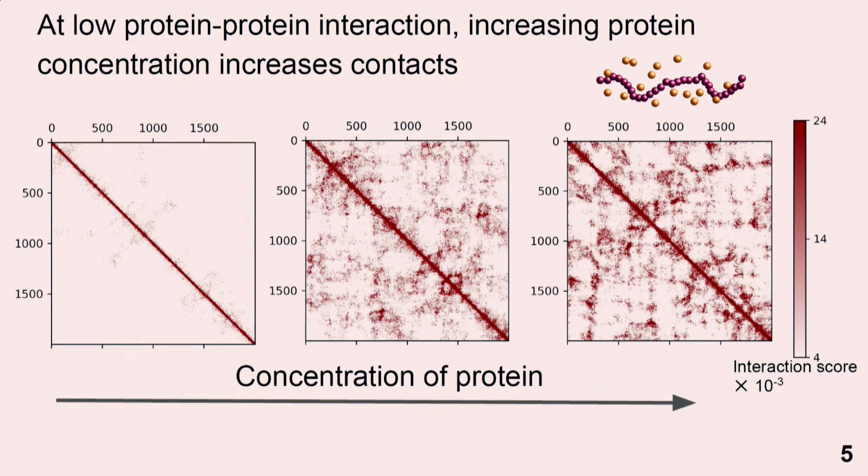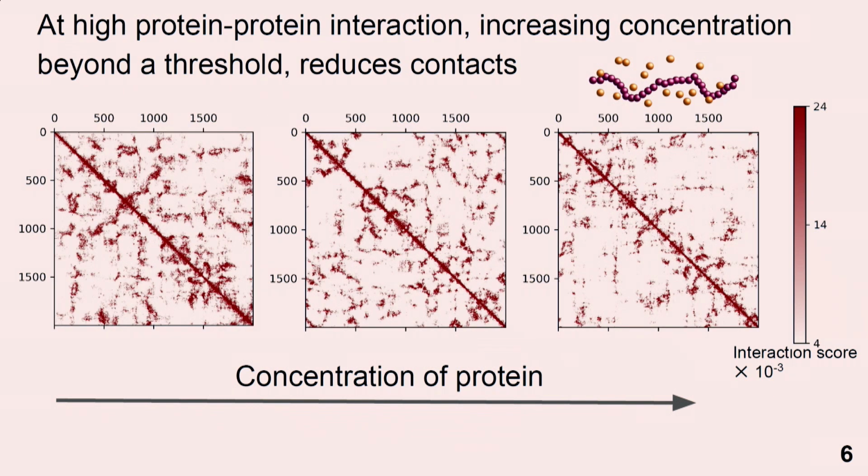In the first case, I have this homopolymeric system, completely A, all A's, and then I increase the concentration of the yellow protein molecules. I look at the contacts between different beads on the model chromosome. You see that progressively, with increasing concentration, you get higher and higher contacts, which is not very surprising. You increase the molecules that bring different segments of the polymer together, and you see more and more contacts.